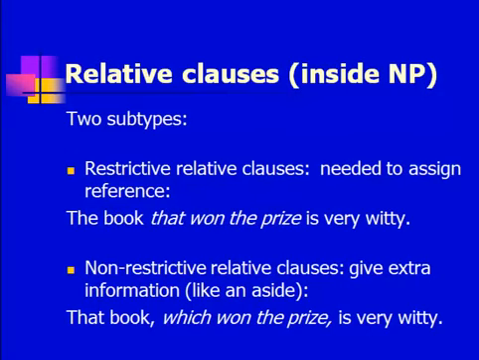You've got restrictive relative clauses, which are needed to assign reference. Something like, the book that won the prize is very witty. So that won the prize is the relative clause, and you need it there to help you identify which book is being talked about. Now the other type of relative clause is a non-restrictive relative clause, and that gives extra information. It's like an aside. So you could say, that book, which won the prize, is very witty. Remember, you get a very different intonation.